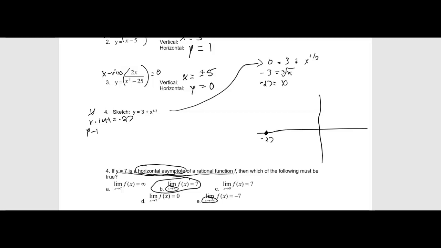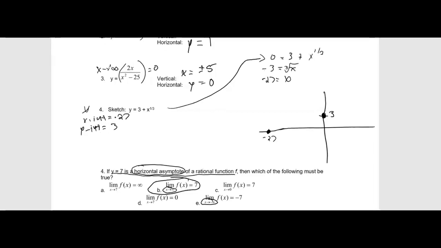If we want the y-intercept, let your x be 0. That's easy then. If x is 0, our y-intercept is 3. So we come over here, and at the y value of 3, we have a y-intercept. So from this step, let me just make it bigger so my writing looks smaller.